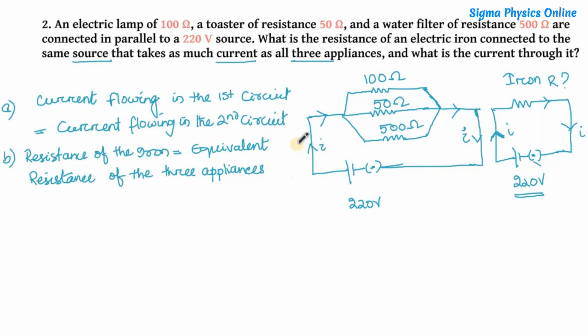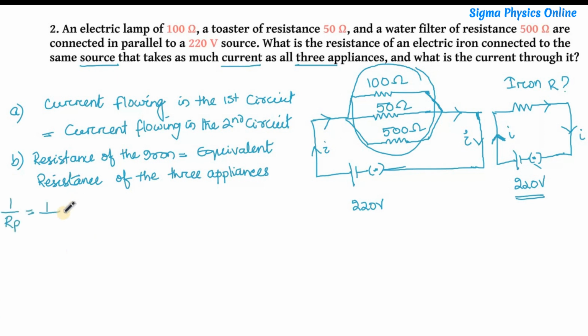So from this question, we understand that the current flowing in the first circuit is equal to the current flowing in the second circuit. The second point is the resistance of the iron is equal to the equivalent resistance of the three appliances. So first let's find out the current flowing in the first circuit. We'll find it using Ohm's law. But before that, let's find out the equivalent resistance of these three devices connected in parallel.